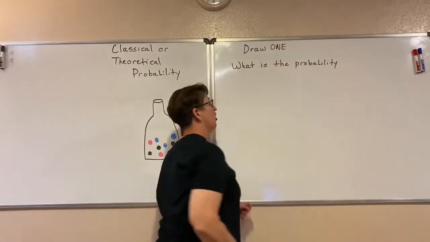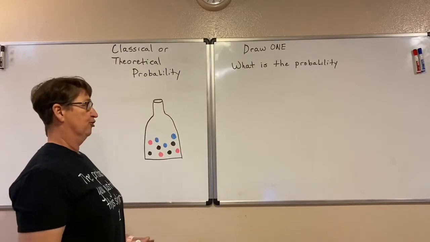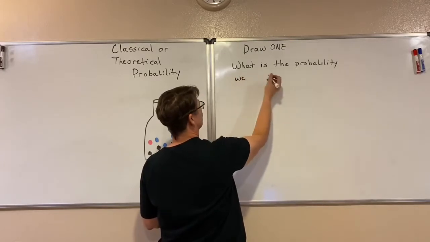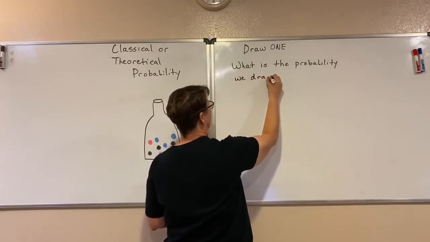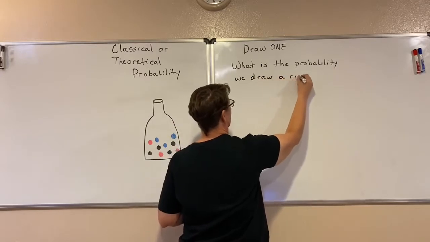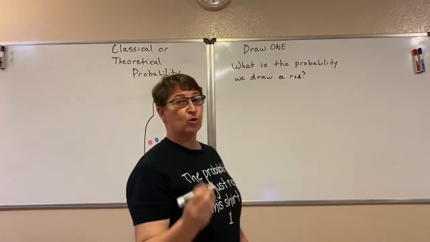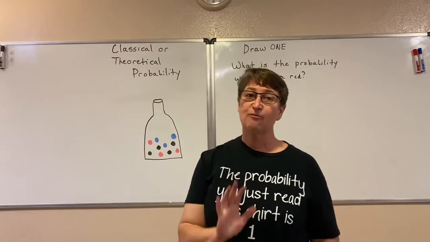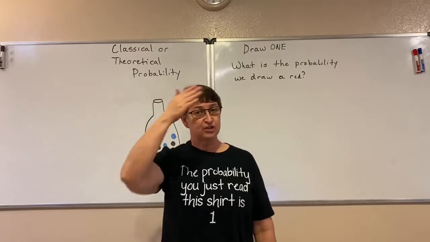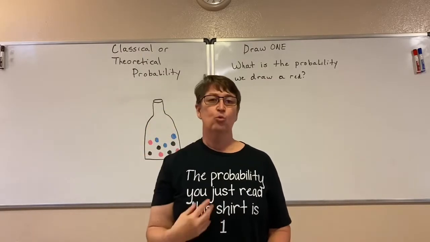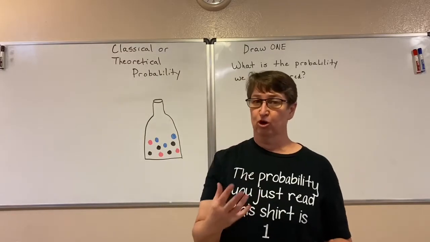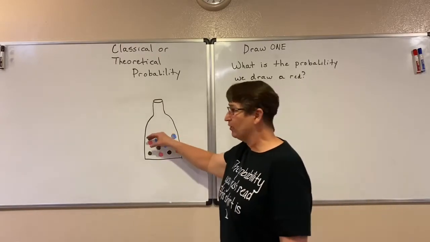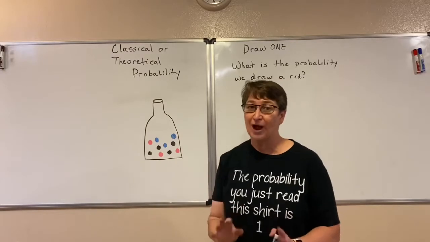Now, if I'm going to draw just one ball from the urn, I want to know what's the probability we draw a red from the urn. Now, I want to encourage you when you're working these theoretical or classical probability problems to stop first before you think numbers and just think words. How would I go about drawing just one marble, drawing a red from the urn? Well, in this situation, since it's just one marble, I would have to draw a red. I'm going to write down that word.